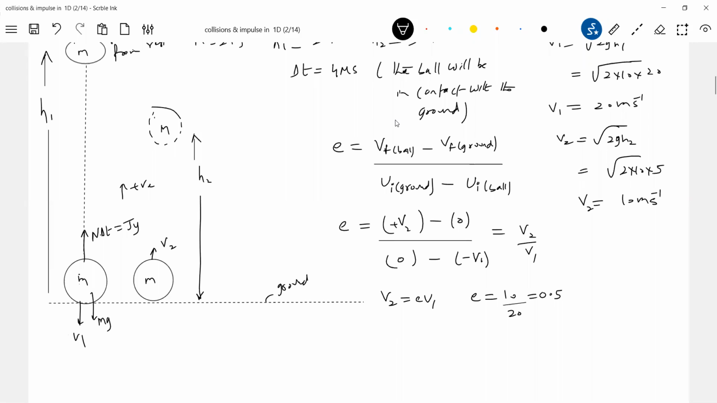So let's write the impulse momentum equation. What is the initial momentum? mv1 minus Jy is equal to minus mv2. Why should it be so? Because Jy will act opposite to the initial momentum mv1. And what about the final momentum?